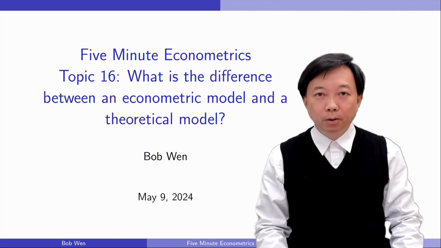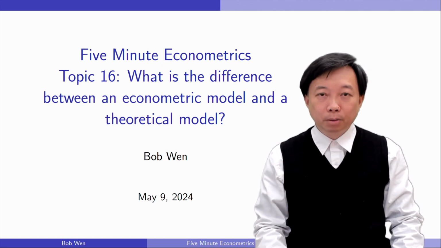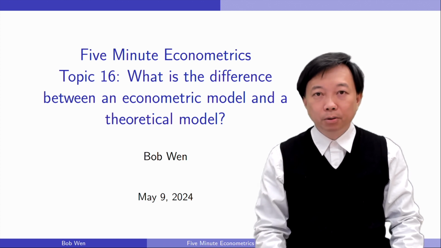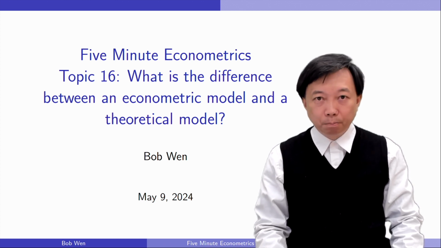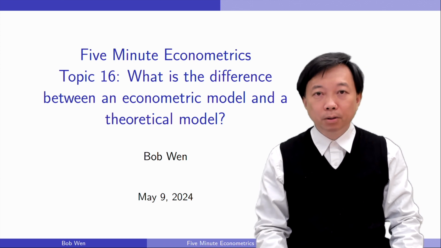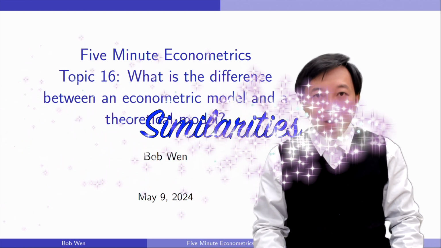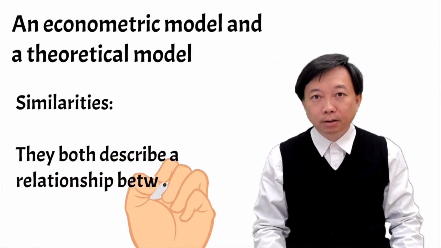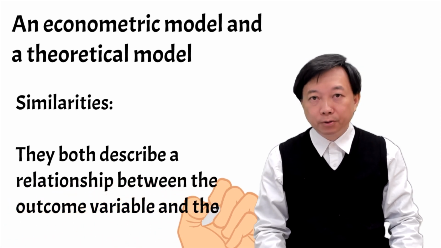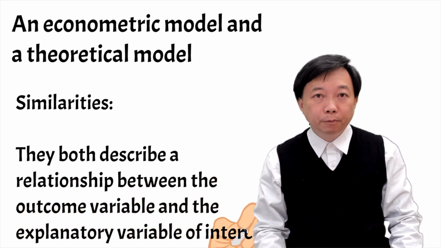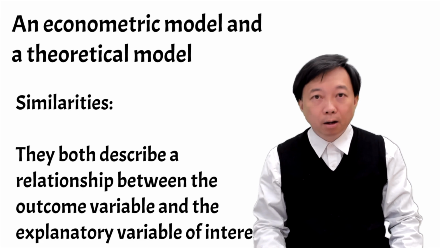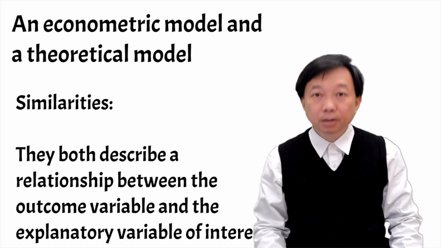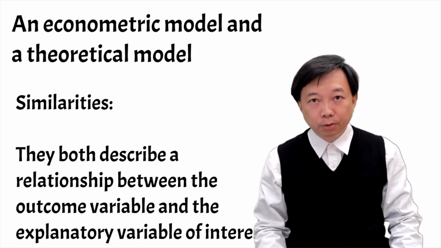Today, we will have a look at the econometric models. What is an econometric model? What is the difference between an econometric model and a theoretical model? They both describe the relationship between the outcome variable and the explanatory variable of interest. They both help us understand how various variables interact and influence each other.